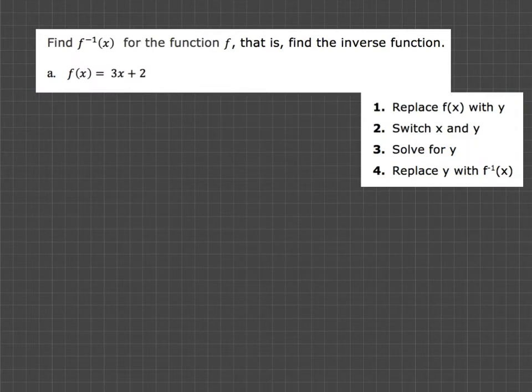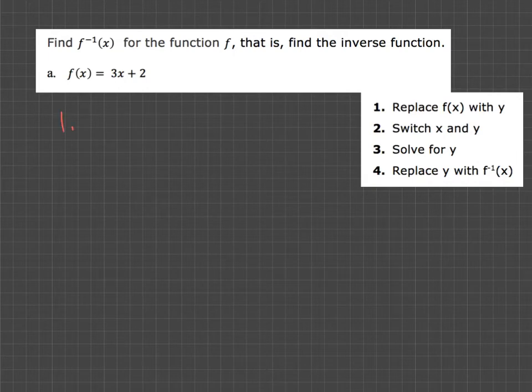Okay, for this next one, we want to find f inverse of x for the function f. That is, we want to find the inverse function for the given functions. So this and the next two are like problems number 8, 9, and 10 on the assignment. And I've listed there the 4 steps that we take to write down the inverse function.